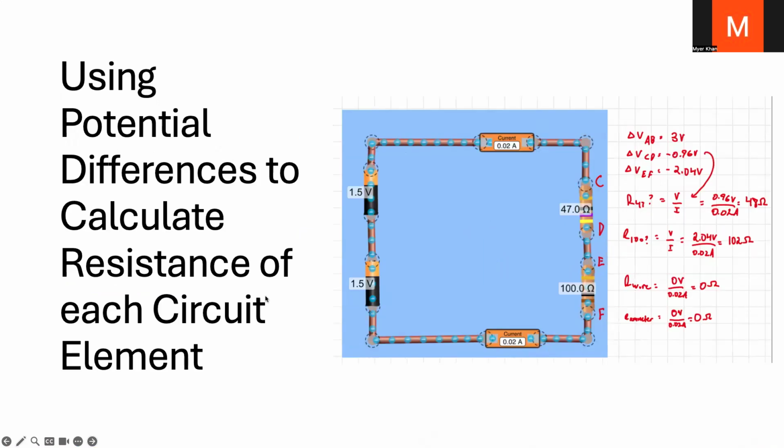Next we took Ohm's law, reorganizing it to solve for resistance, as you see here, V over I, and plugged in our previously found potential differences and found our resistance to be 48 ohms for CD here, EF to be 102, and the rest of it to be zero. So this closely aligns with our predicted values in comparison.